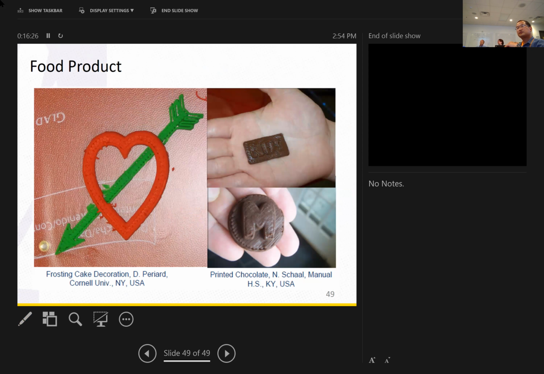Next class, we are going to talk about the powder bed based process.